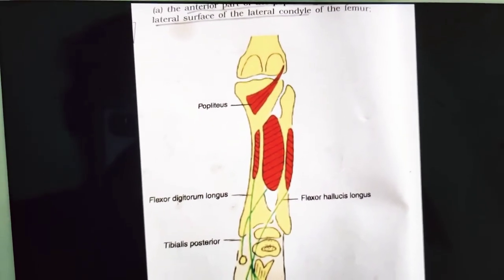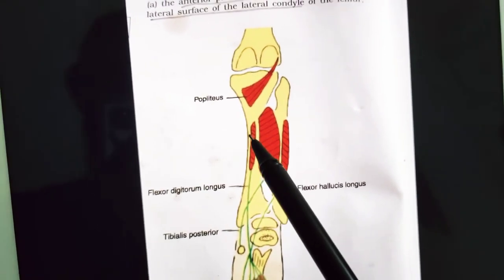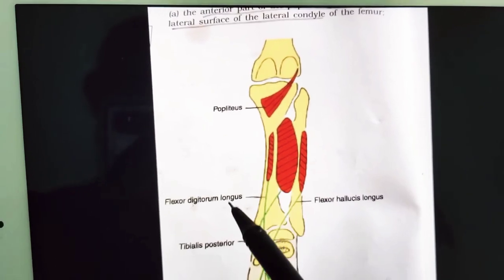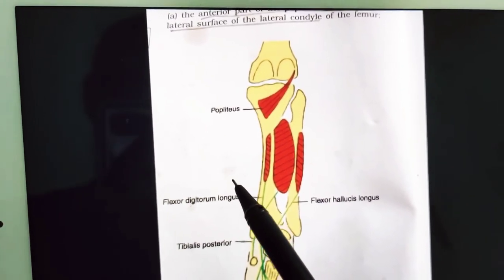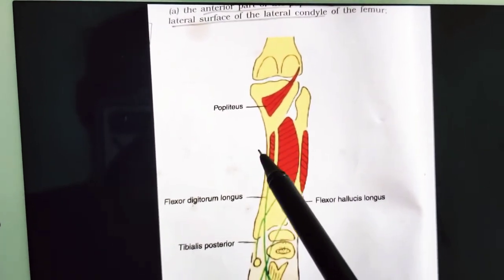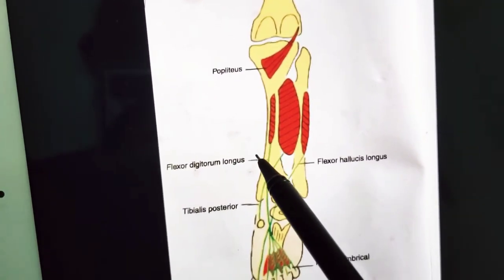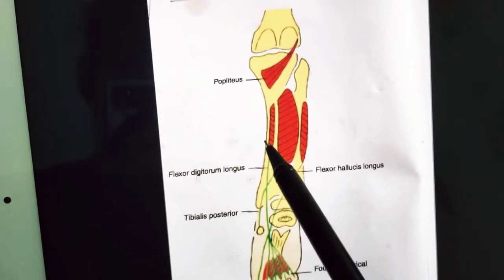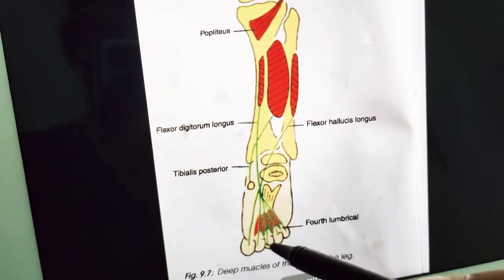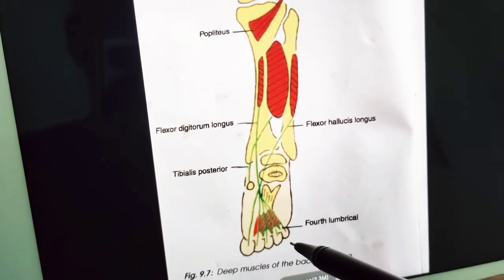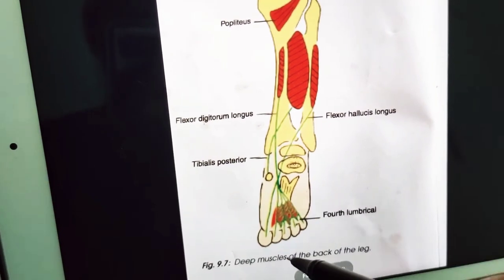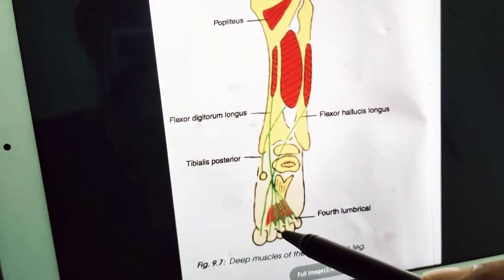Next we'll talk about flexor digitorum longus. You can see this is a muscle which is arising from the upper two-thirds of the medial part of the posterior surface of the tibia, just below the soleal line. It is inserted by means of a tendon which divides into 4 slips. You can see here 1, 2, 3, 4. Okay, so a total of 4 slips. Only these, don't consider the great toe.